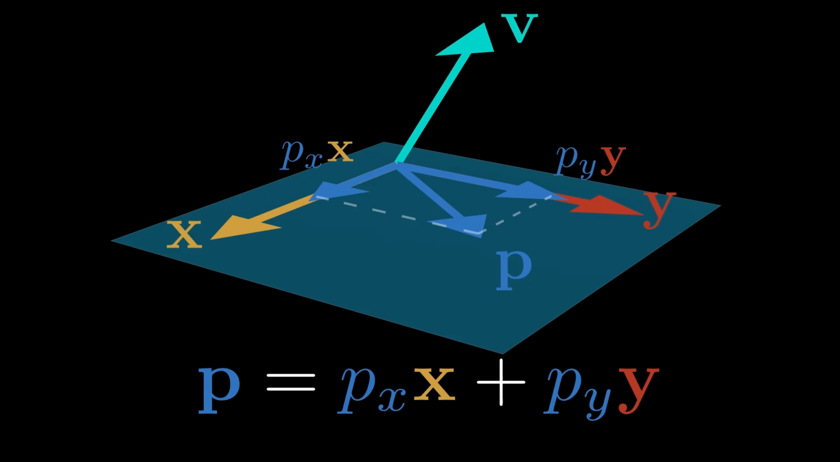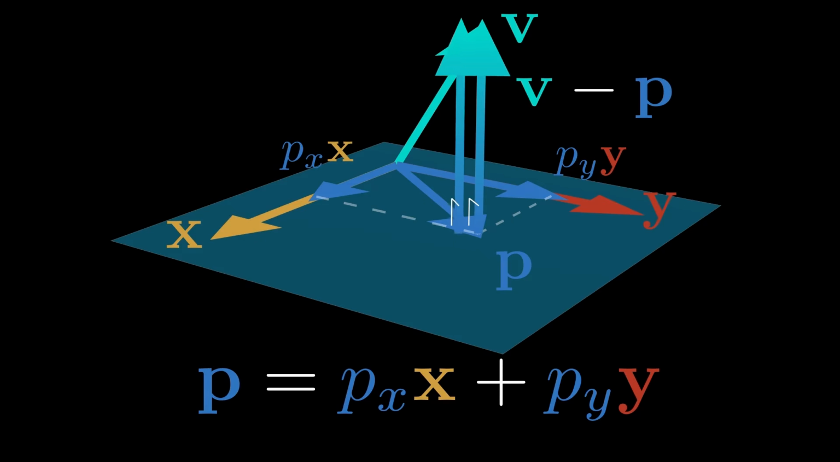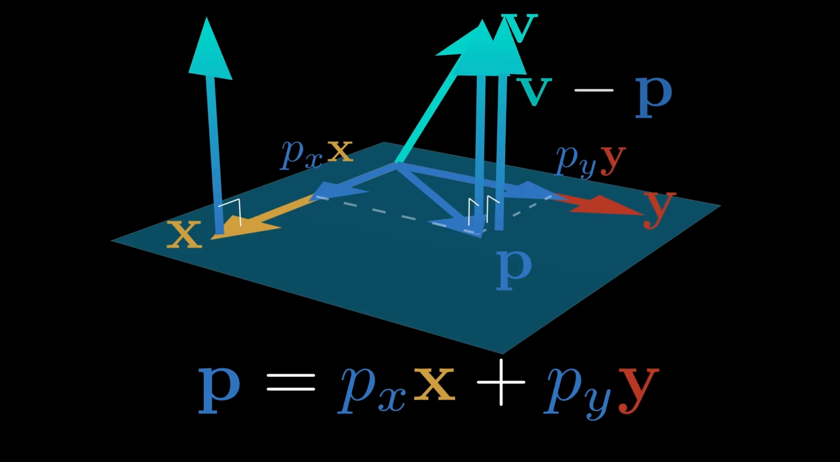We'll again also consider this vector here, which we get by taking our original vector v and subtracting the projection p. This vector, v minus p, is again called the rejection vector, and it is orthogonal to p. Actually, not just that, it's going to be orthogonal to the plane in general. And if v minus p is perpendicular to the plane, then it's also going to be perpendicular to every vector in the plane, including x and y.